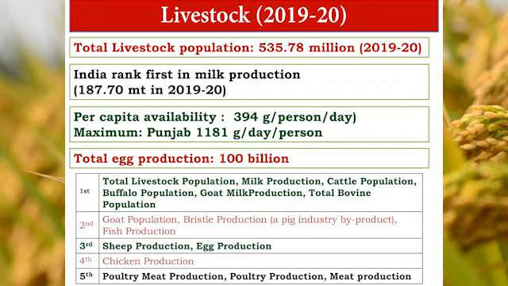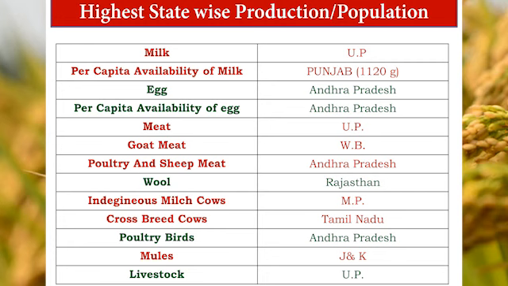Now when we look at the state-wise data, we will find that the maximum milk producing state is Uttar Pradesh, and per capita availability of milk is highest in Punjab. However, the production is highest in Uttar Pradesh, but the per capita availability of milk is highest in Punjab, that is 1120 gram per person per day. And the largest egg producing state is Andhra Pradesh. Per capita availability of egg is also maximum in Andhra Pradesh.